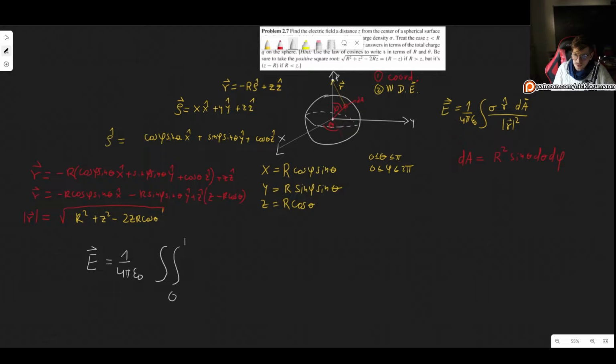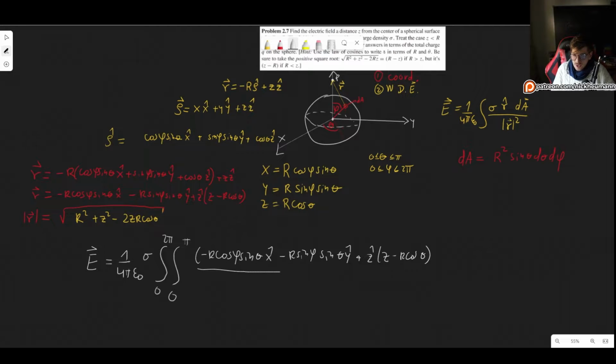Theta goes from 0 to pi, phi goes from 0 to 2 pi, and we have to integrate sigma, which we can actually take out of the integral. Now our unit vector will give us minus r cosine of phi sine of theta in the x hat direction, minus r sine of phi sine of theta in the y hat direction, plus z hat direction times z minus r cosine theta.